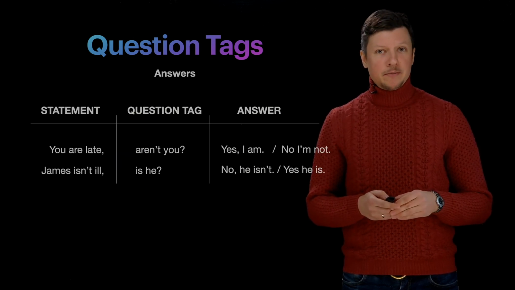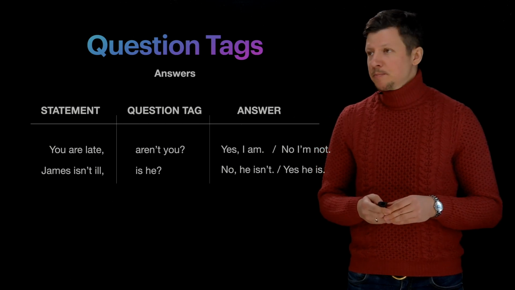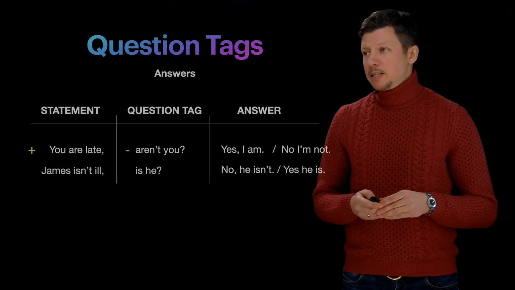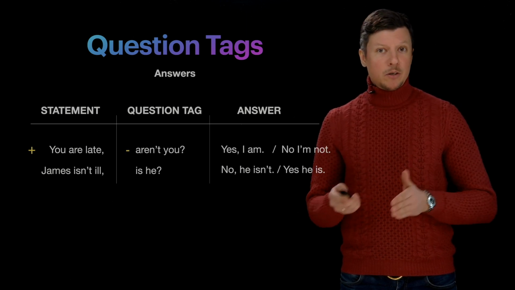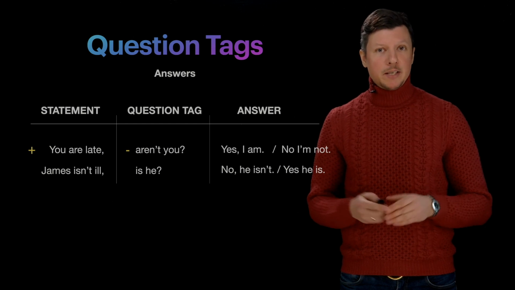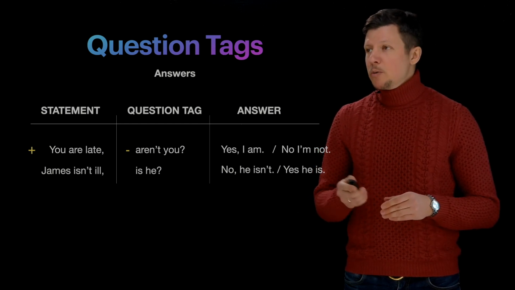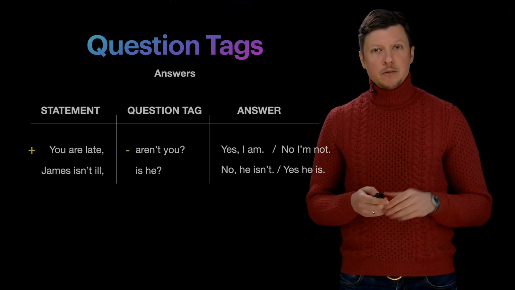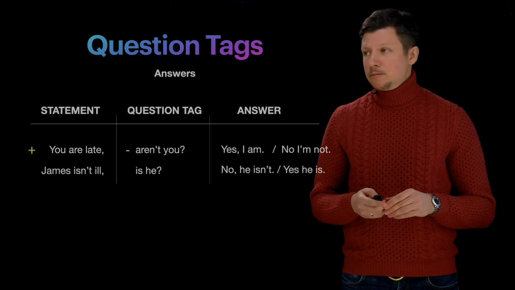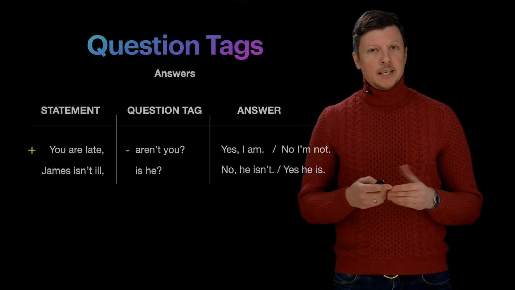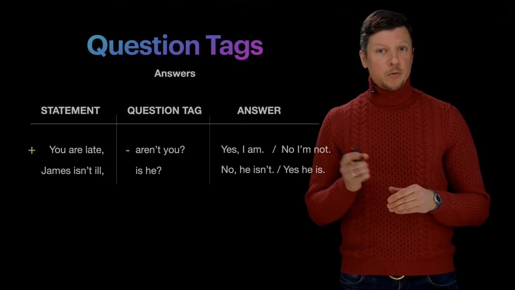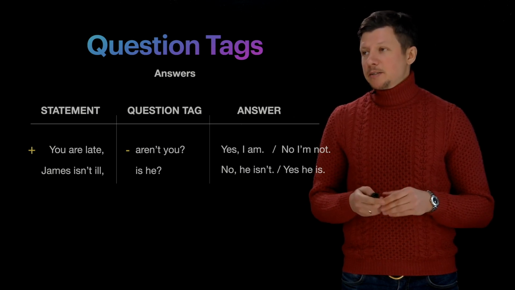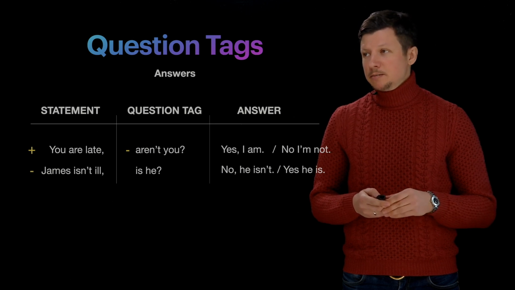Let's have a look at the answers. How can we answer question tags? If we have a positive statement and there is a negative question tag, yes or no in the answer will determine which part of the sentence is true. So for example, you are late, aren't you? If I say yes, that means that the first part of the sentence is true, the positive statement is true. If I say no, I'm not, that means that the later part, the question tag, is true, and this means that I'm not late.